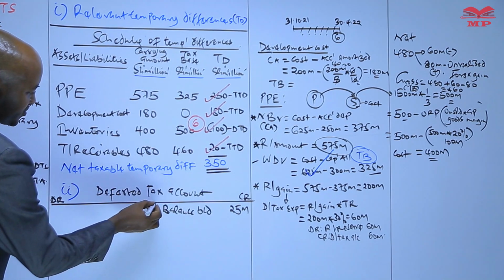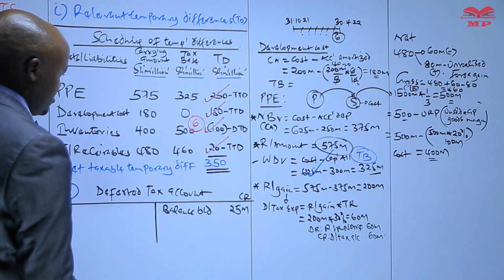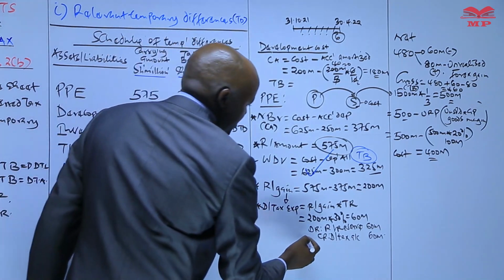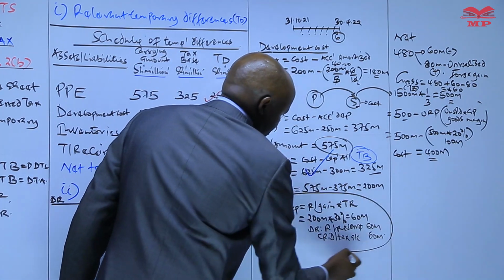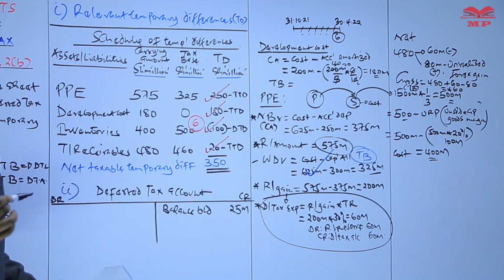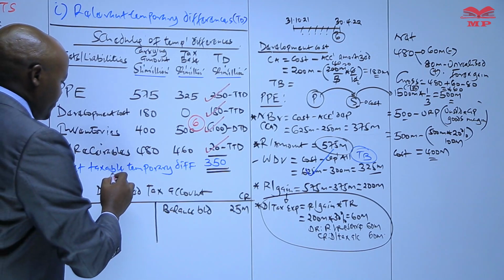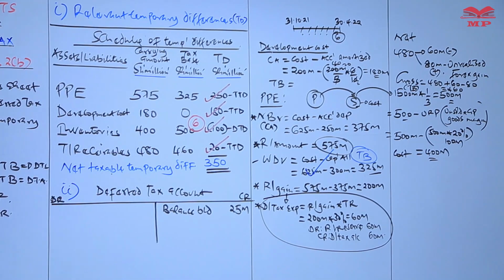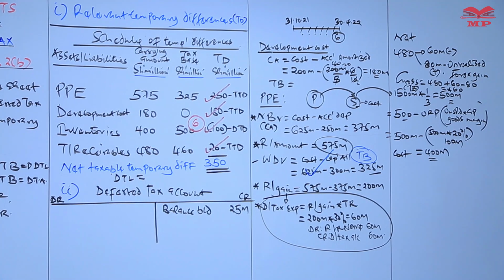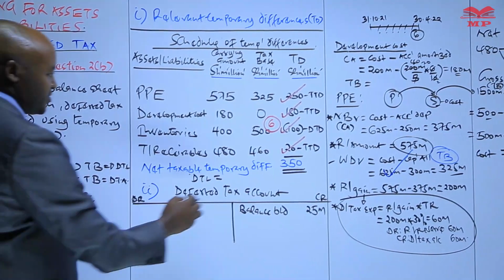There is also something else we need to remember here. Before we record the item which we said will be recorded in this account, we first need to determine the amount of deferred tax at the end of the year. At the end of the year, there was a net taxable temporary difference. Recall that a taxable temporary difference gives rise to a deferred tax liability. So we need to compute the deferred tax liability at the end of the year, by taking the taxable temporary difference, which is 350 million.